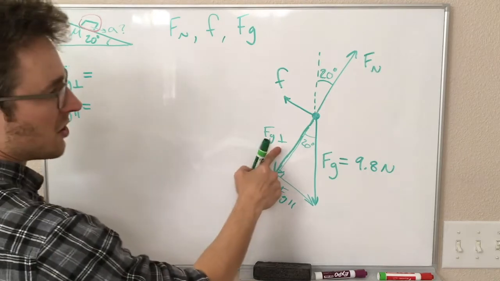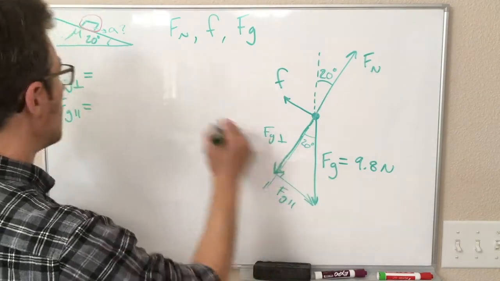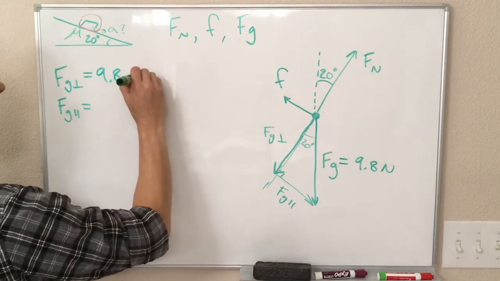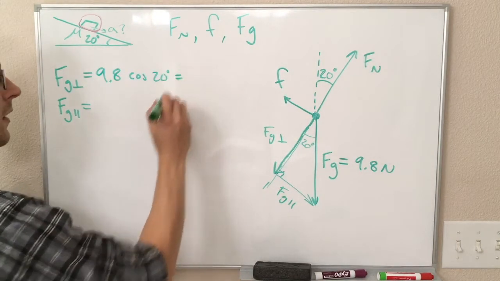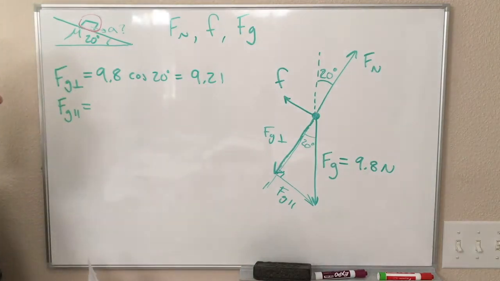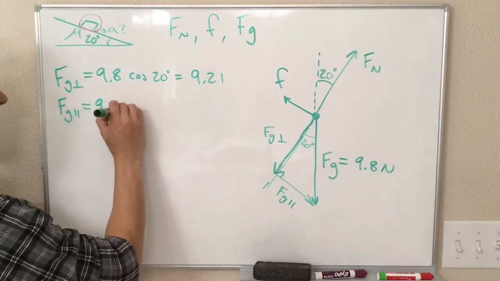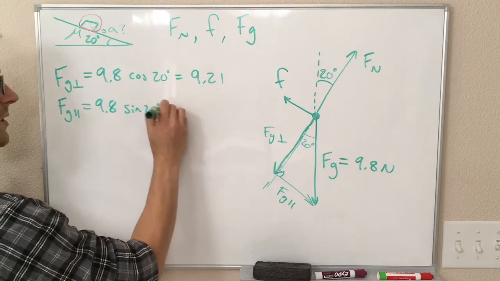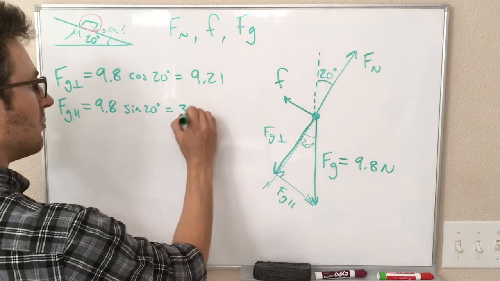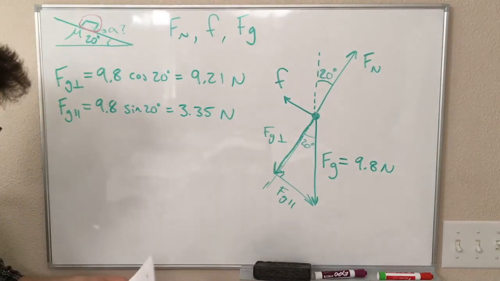FG perpendicular is adjacent to the 20 degrees, so it's going to be the hypotenuse times the cosine: 9.8 cosine 20, and that is equal to 9.21 newtons. FG parallel is opposite 20 degrees, so that's sine, and 9.8 times the sine of 20 degrees is equal to 3.35. And I'll put units on those.